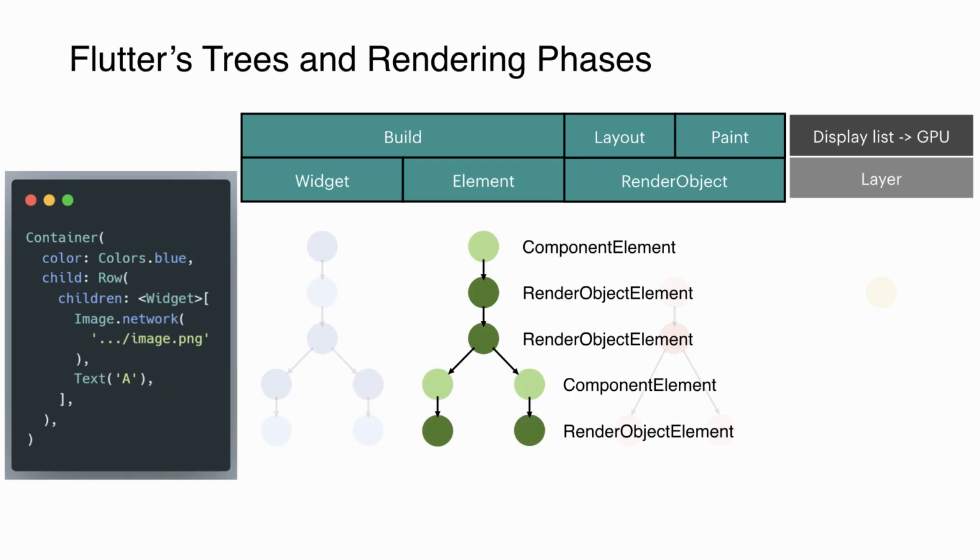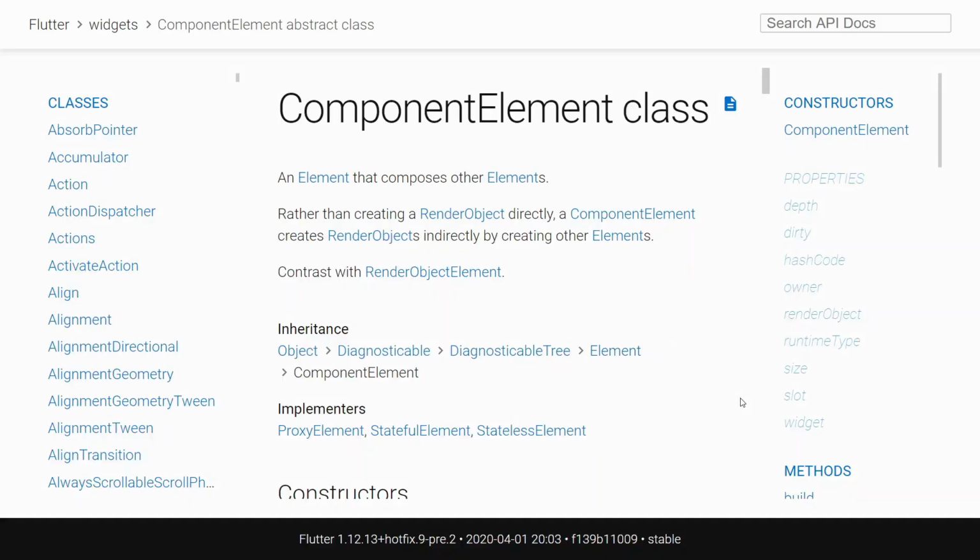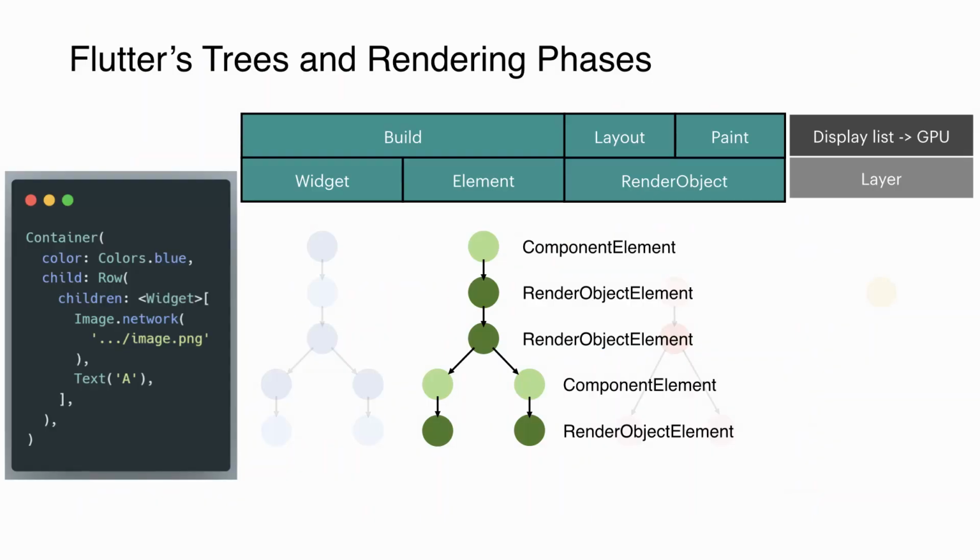If we add a text widget to our tree, that will finally be a rich text. And if we explore the element tree that is created from this widget tree, we can see that some of the widgets will in fact create something that is called a component element, and others would create a render object element. And the definition for a component element is an element that composes other elements. So rather than creating a render object directly, a component element creates render objects indirectly by creating other elements.